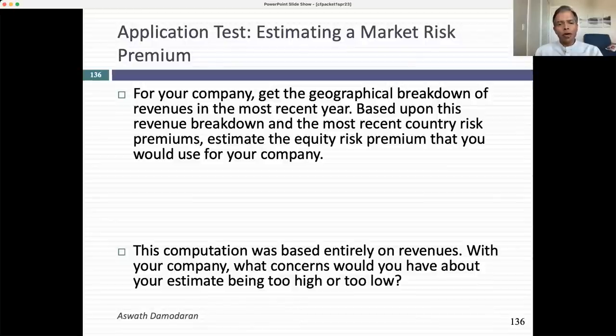So I'm going to assume at this point that you've picked a company, that you can go look at its annual report and find where its revenues come from, and maybe even look to see where its production comes from or where its supply chain is. It's well worth starting to explore how exposed your company is. And then compute an equity risk premium for your company as a weighted average.